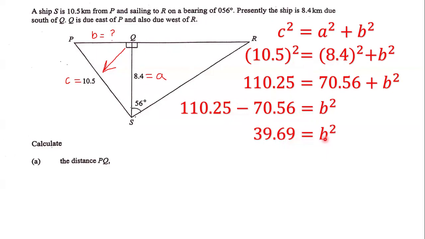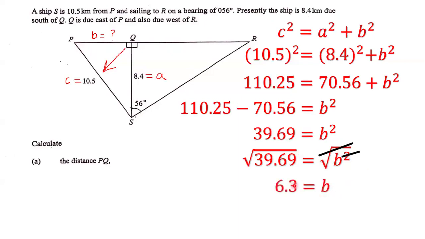Now we need to take the square root of both sides because we want to get rid of this power of 2. We cancel this with that, and so we are left with B is equal to 6.3. And so that means that the distance PQ is 6.3. All right, so the distance PQ is 6.3, and that's the answer to this question.